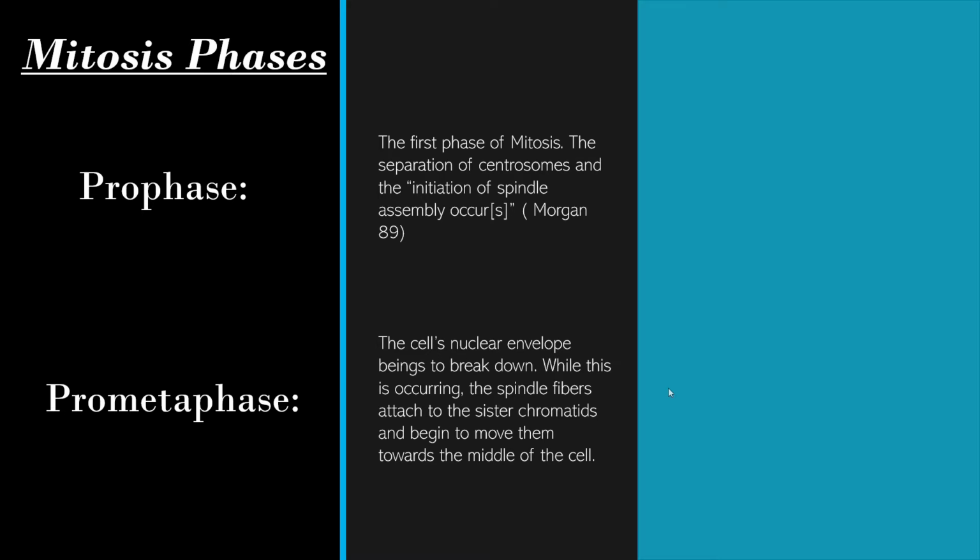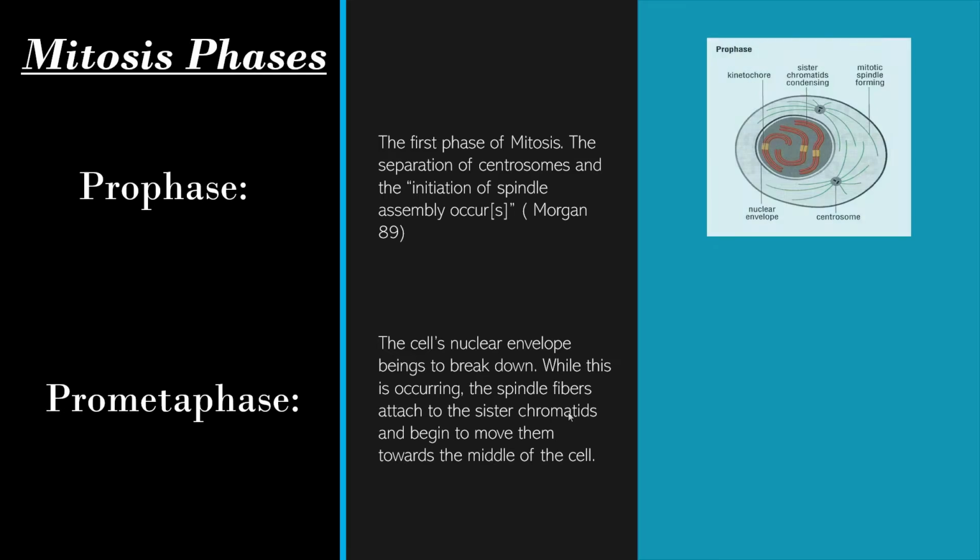Prophase is the first phase. It's the separation of centrosomes, and the initiation of spindle assembly occurs. In prometaphase, the cell's nuclear envelope begins to break down, and while this is occurring, the spindle fibers attach themselves to the centromeres of sister chromatids that have started moving toward the middle of the cell.